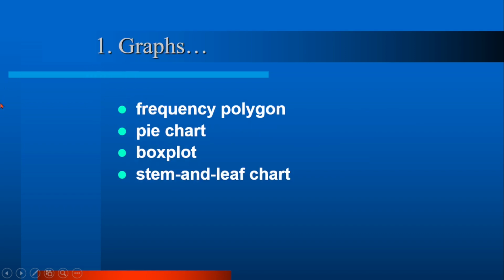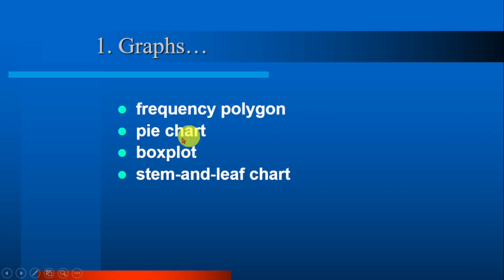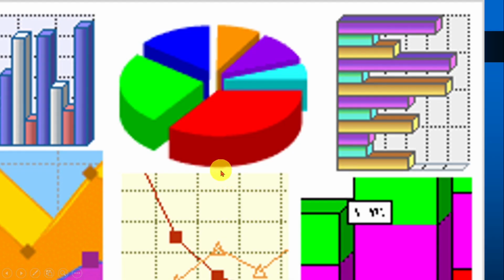Graphs are used for frequency polygons, pie charts, box plots, and stem and leaf charts. In this slide, you can see the graphs. It is a pie chart. Here is the bar graph. Here is the line graph. And there are many other types of graphs given in this slide.